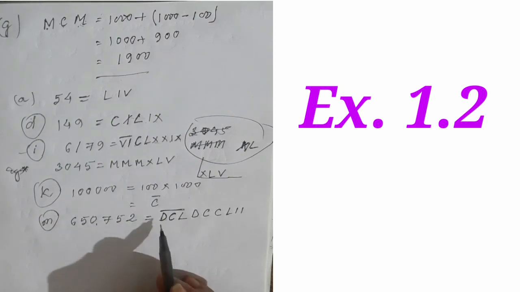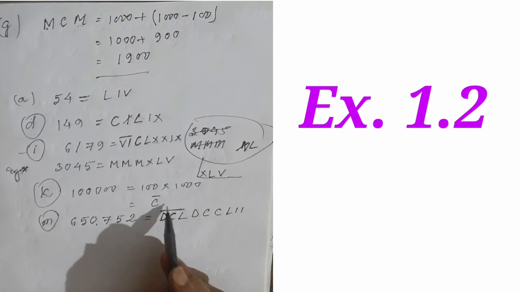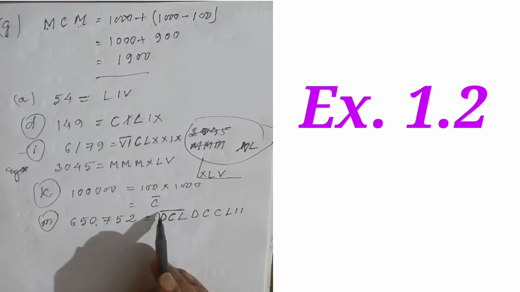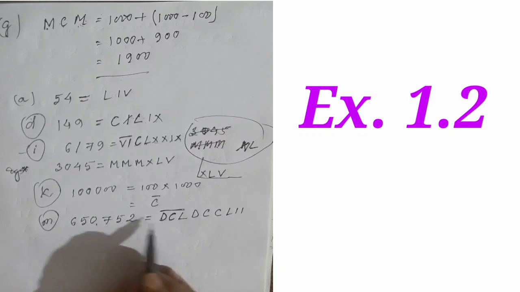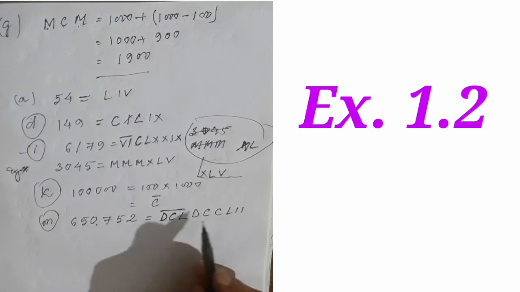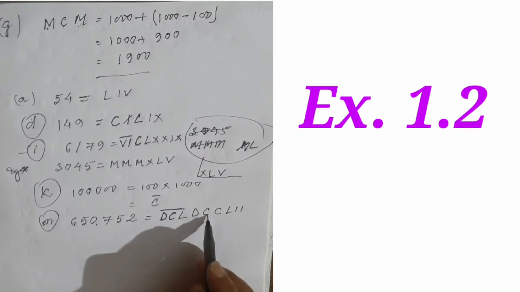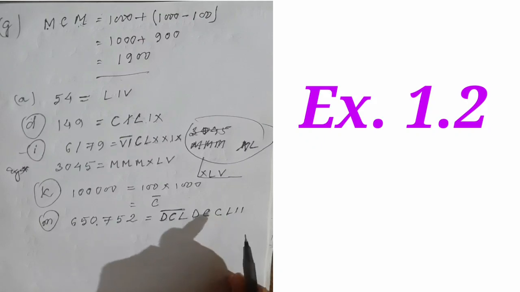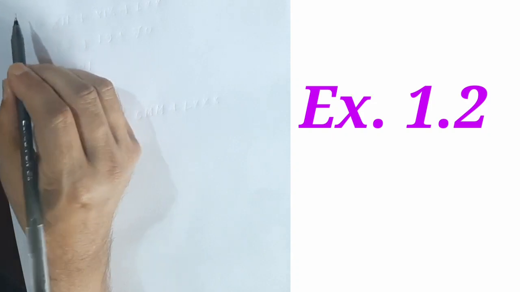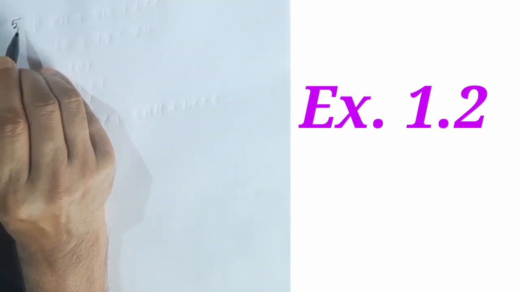So 650,752 is DCL. This is 650. It has a bar because this is 650,000. That's why next one is 752. So here we have 752: D is 500, C 100 makes 600, then 100 makes 700, and this LII is 52. So 752.